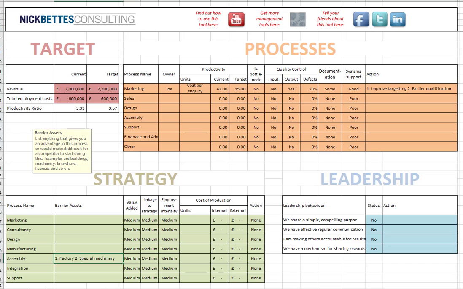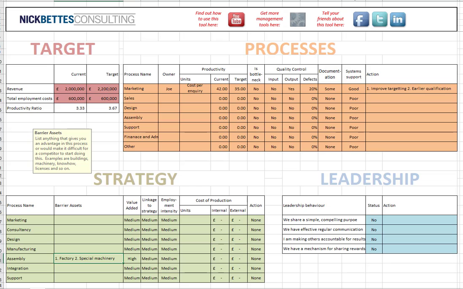So we'll start with assembly. Barrier assets is about things that we own or know that would be difficult for others to acquire or learn. So these prevent other competitors coming into this space. It prevents new entrants, okay? So here we're saying in assembly, well, we've got a factory and we've got some special machinery. So, you know, pretty expensive stuff, difficult to set up. So yeah, those are good barrier assets.